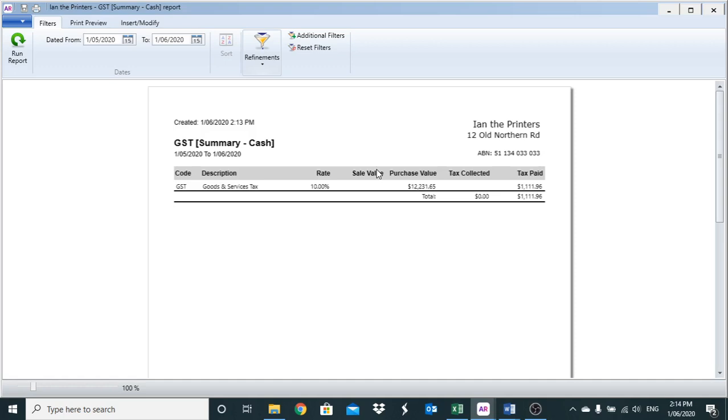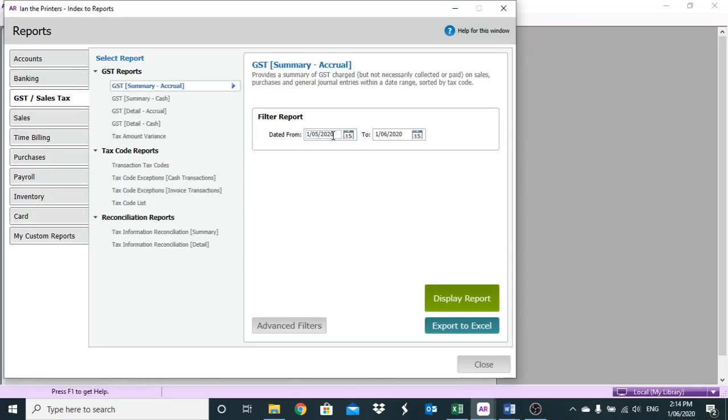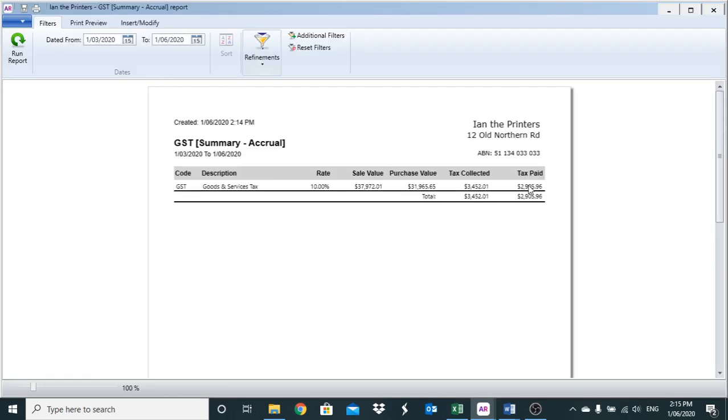Now we'll have a look at the accruals report. And the reason I've done this is so that you can see now the difference between the two reports. I'm going to backdate that to the 1st of January to pick up my pre-conversion purchases as well. Okay, so now you can see that total tax collected is 3452 and total tax paid is 2905.